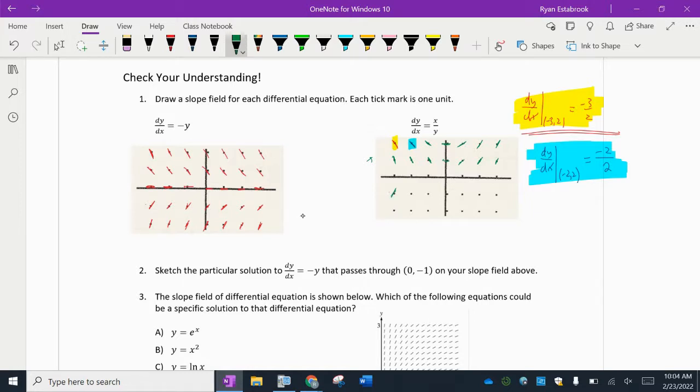-2 over -1 is a slope of +2 going towards that point. This is going to be a slope of +1, a slope of 0, -1, -2, and then -3. Again, I'm starting to figure out some patterns. I can go a little bit quicker.